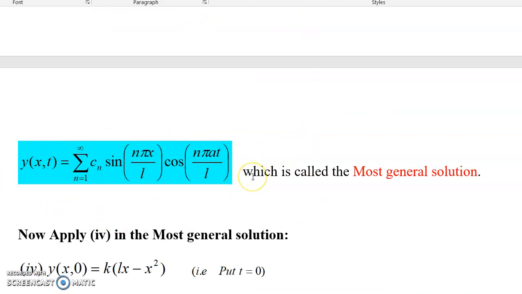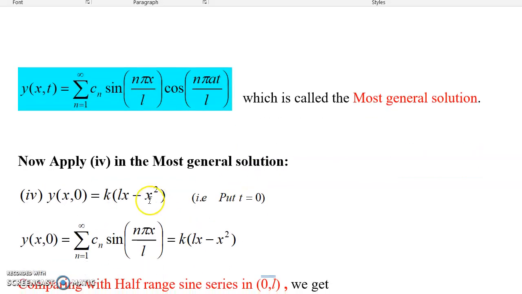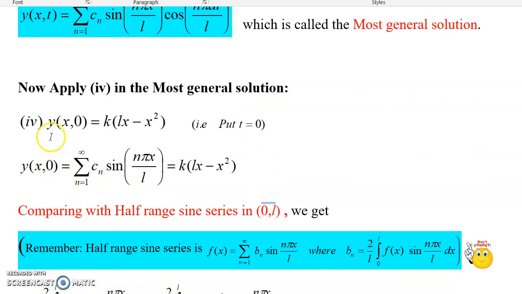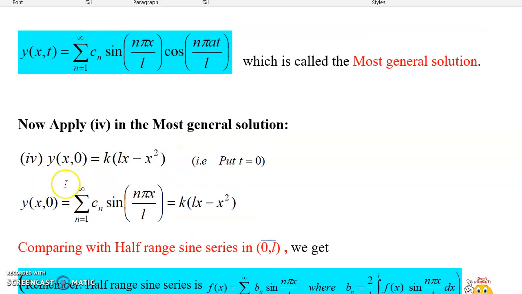In this most general solution, we now apply the last boundary condition, y of x comma 0 equal to k into Lx minus x squared. Now what is y of x comma 0? Go to this y of x comma t, the latest one, the most general solution. Put t equal to 0. When I put 0, cos 0 will become 1. So y of x comma 0 will be summation Cn sin n pi x by L. And the boundary condition says that is equal to k into Lx minus x squared.